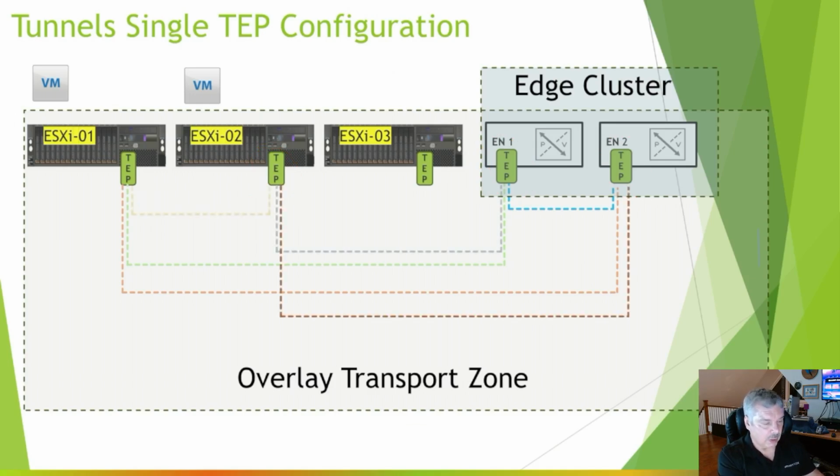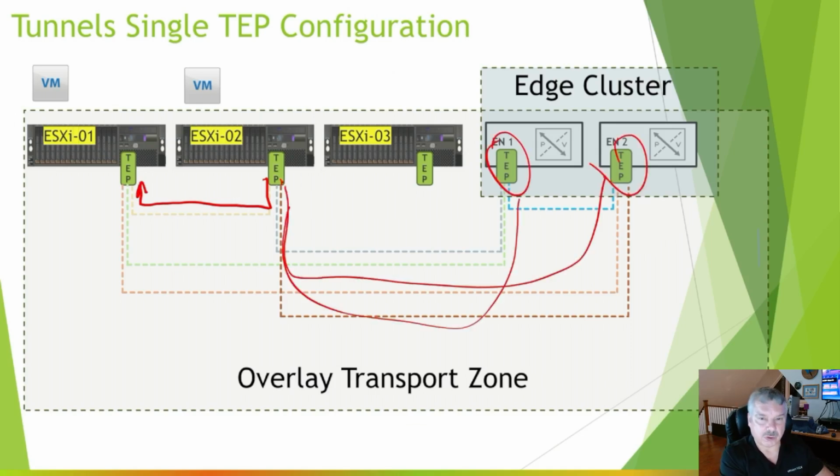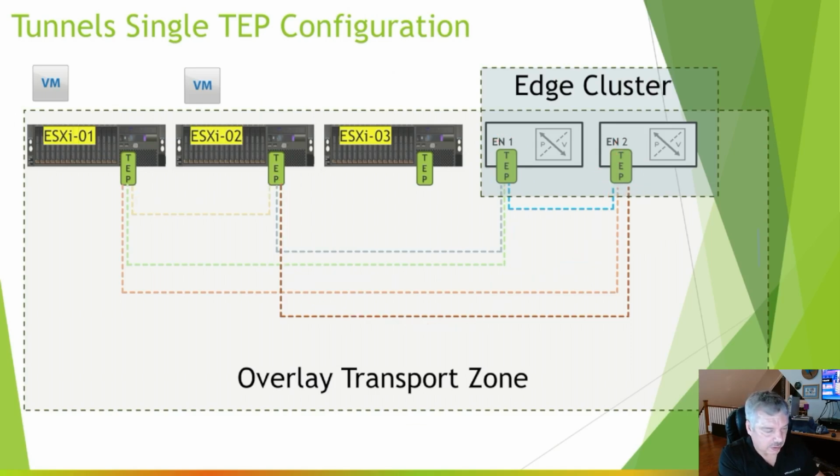So boom, I get a tunnel from this TEP to that TEP, and since I got 2 TEPs over here on the edges, you'll see I got 2 tunnels going to the edges at that point. So in total, we see I've got 3 tunnels on each edge node, 3 tunnels on each of these transport nodes. Pretty straightforward. Let's power on a third one.